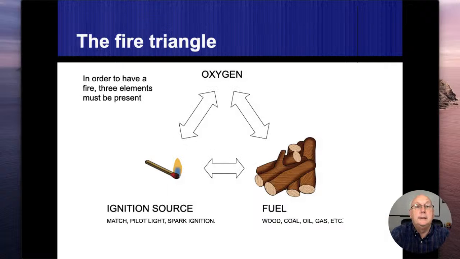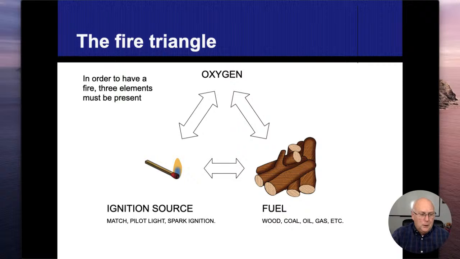All right. Next thing is going to be the fire triangle. Some people refer to this as the fire tetrahedron as well. These are the things that we need to make a fire. Number one is fuel, whether that be wood, gas, propane, oil, whatever it may be. We need some sort of fuel that we can burn. We do need to mix that with oxygen.